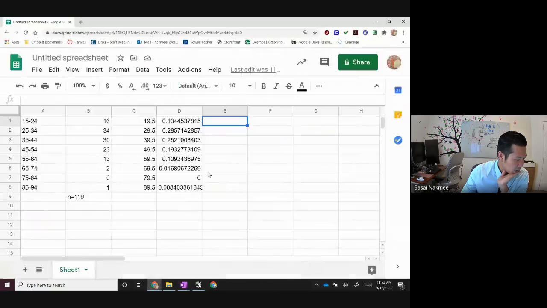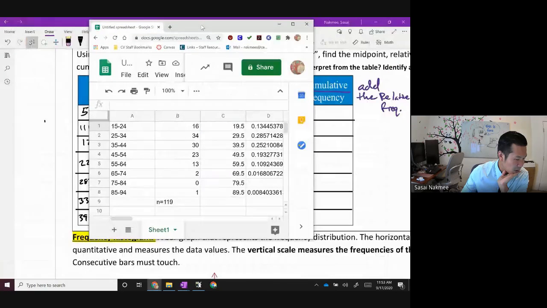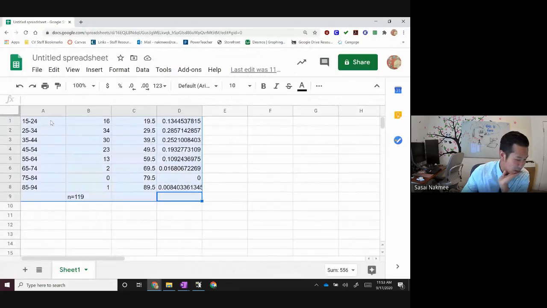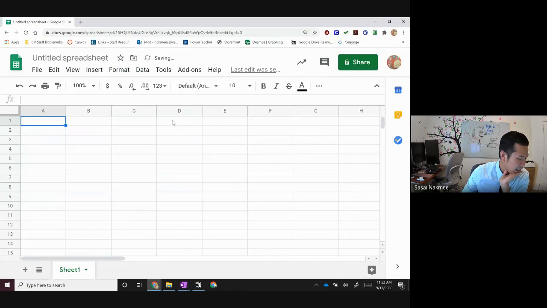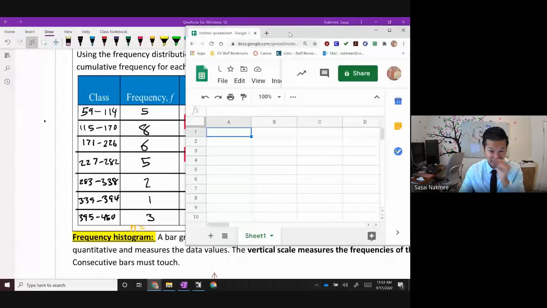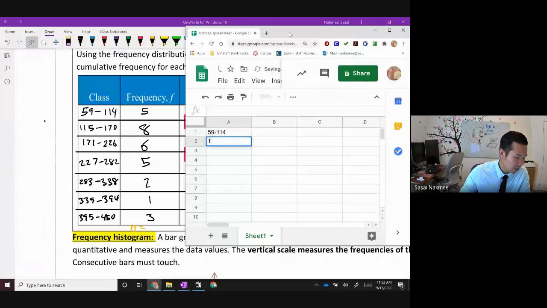Okay, so there's my Google Sheets. I'm going to delete the numbers that are here. So you just highlight everything, you just hit delete, and it deletes everything, right? And then you just start over. So I'm going to make this small again, and I'm going to look at the numbers I have here. I'm just going to type the numbers in. So just type these numbers in. So 59 to 114, 115 to 170, 170.